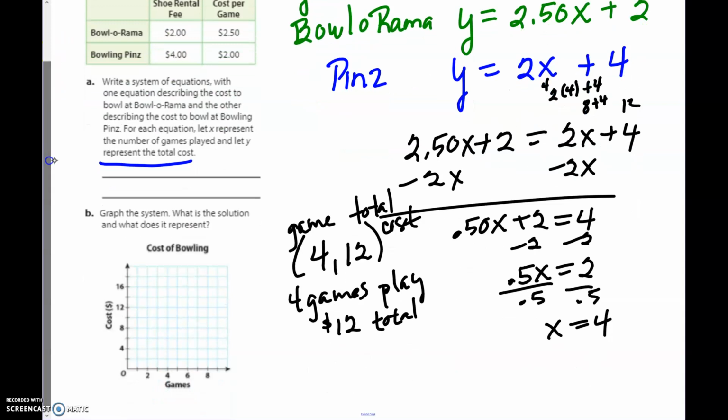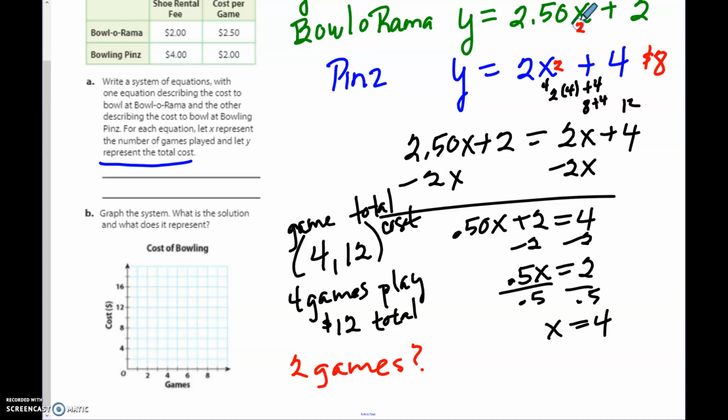Okay, so now sometimes businesses want to know when a different one is going to be cheaper. So let's say you're only going to bowl 2 games. If you are only going to bowl 2 games, which place do you go to? Are you going to go to Bowl-O-Rama or are you going to go to Pins? Well, you put the 2 in here and you find out. 2 times 2 is 4. 4 plus 4 is 8. So it'd be $8 at Pins.